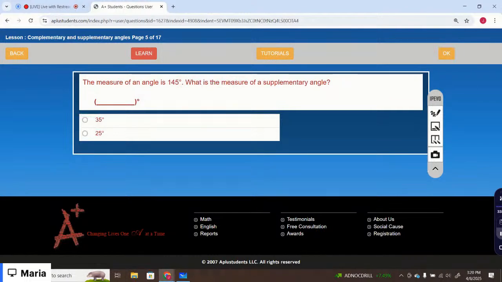The measure of an angle is 145 degrees. What is the measure of a supplementary angle? 35 degrees it is. Option number 1 is the correct option.